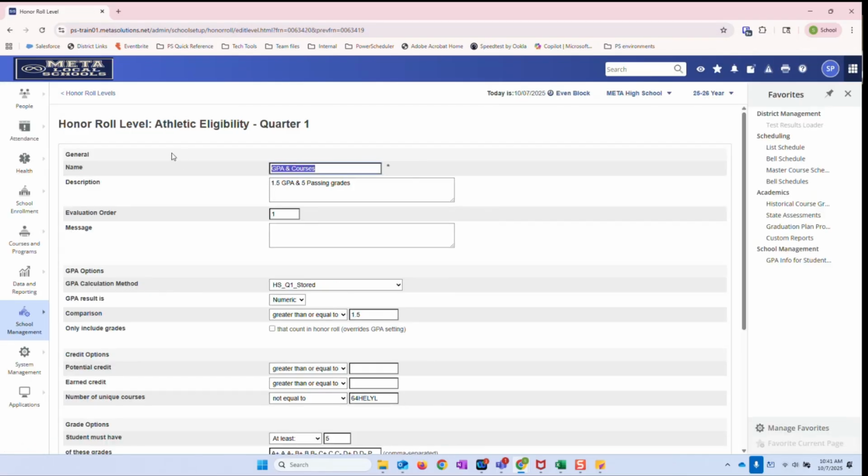So on every level of an honor roll is going to be a GPA calculation method. So again, another place that's used. For Q1 GPA, whatever the level, obviously it's pulling from Q1 stored GPA that's set up at the district office level. There's a lot of other things that go into that, but I just wanted to point that out.